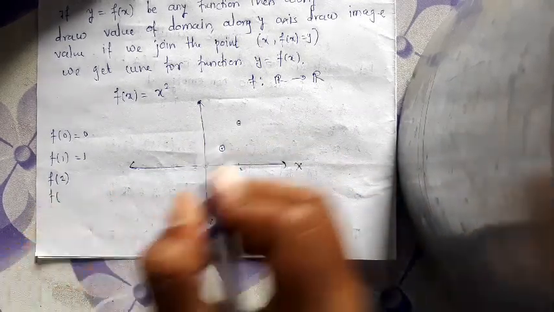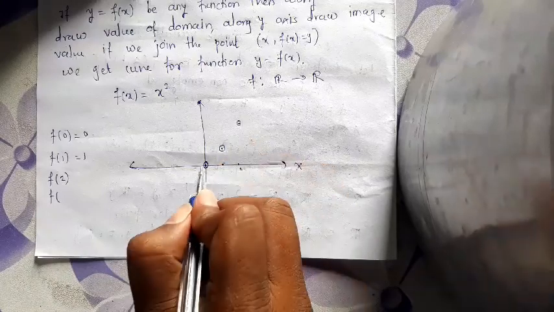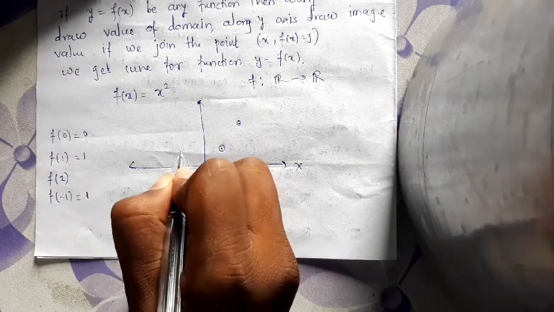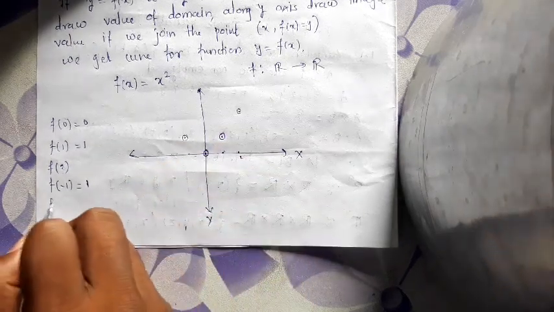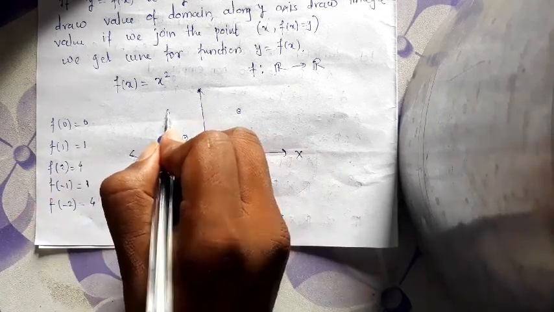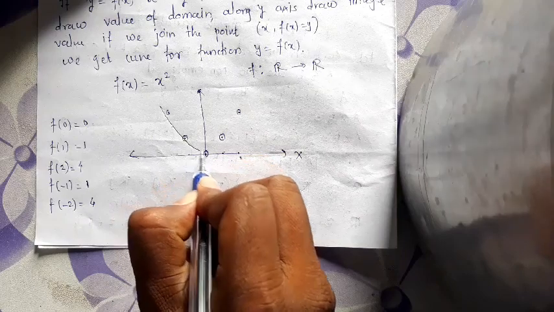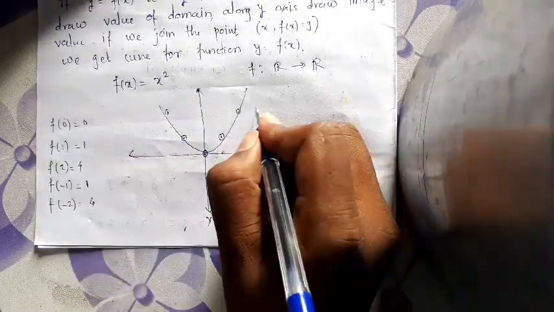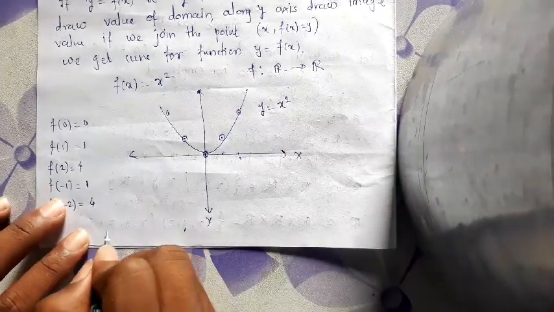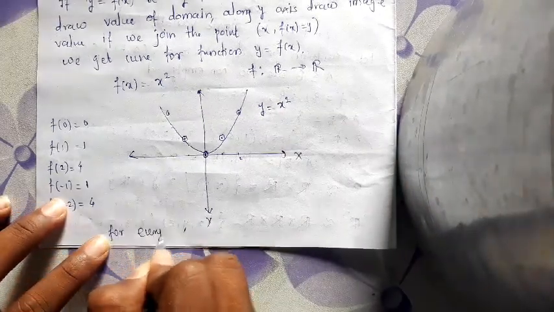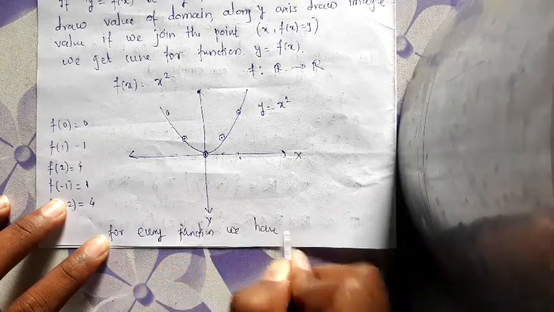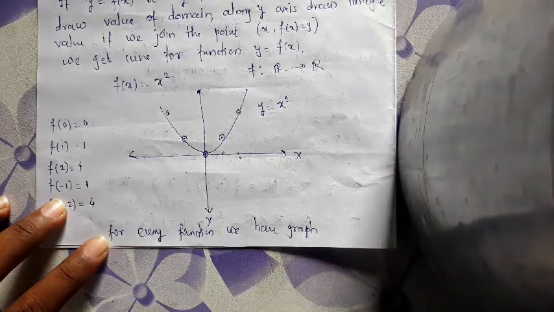If we take positive values, you can also take negative values. f of minus 1 is also 1, for minus 1 we get the same value 1. f of minus 2 we get 4, isn't it? So in general, if we draw these points, we get this kind of graph. So this is the graph of y is equal to x square. Means for every function we have a graph. In the next video we will see the next part.